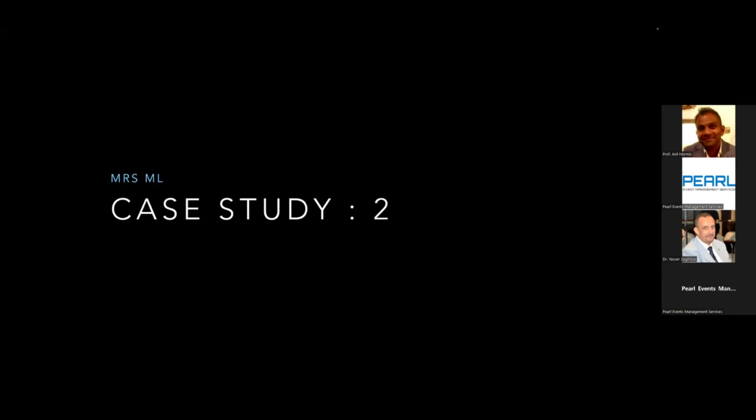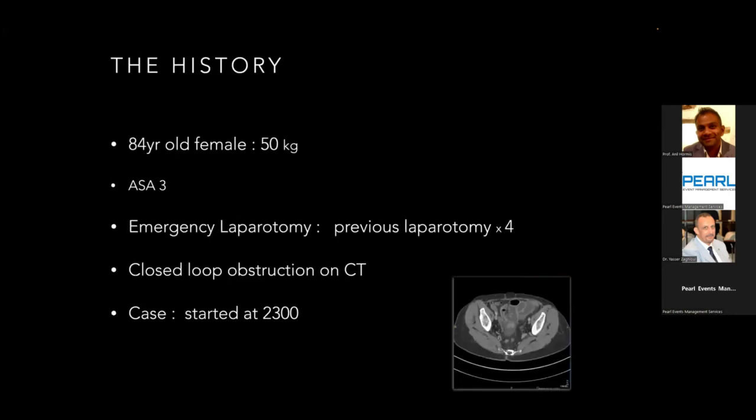The case study 2 is a lady, again, she's 84, she weighs 50 kilos. She's got an ASA score of 3. She needed an emergency laparotomy, and she'd previously had 4 laparotomies in the past. She'd got a closed loop obstruction on CT and needed to go for an emergency case at 11 o'clock in the night.